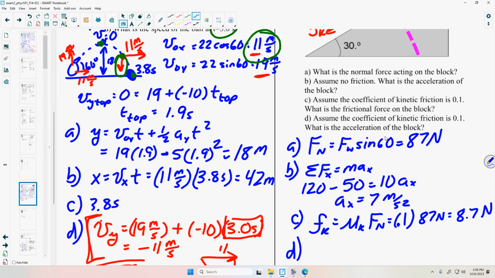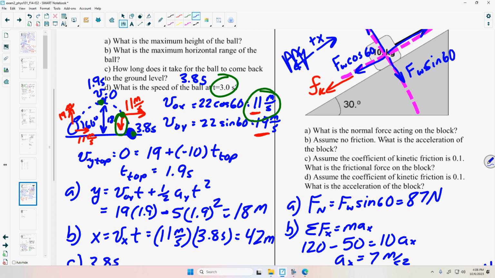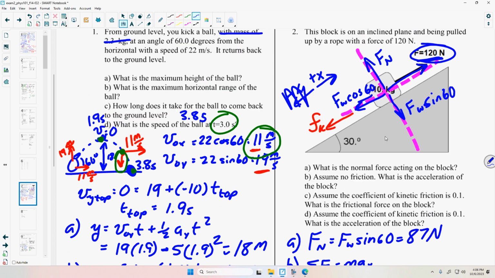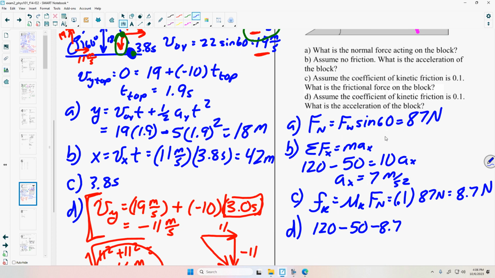And then finally, D, I really just redo part B, except now the sum of the forces in the x direction includes 120 minus 50 minus 8.7. 120 right here, minus 50, minus 8.7. And then that gives me max is equal to 10 times ax. 10 is the mass of this block. 70 minus 8.7 is 6.1. So a is equal to 6.1.